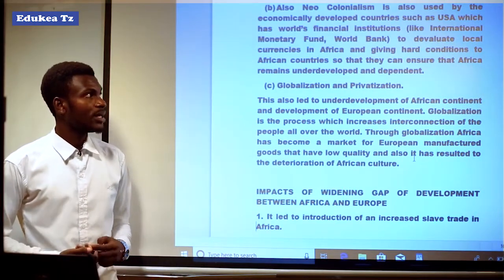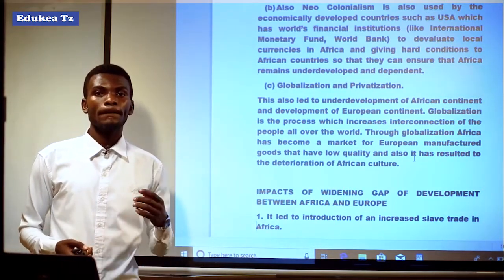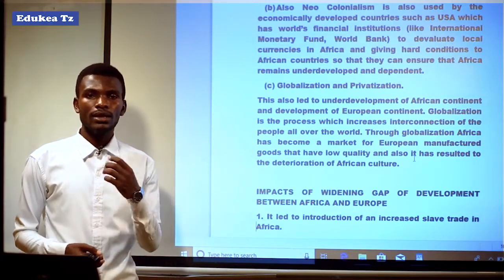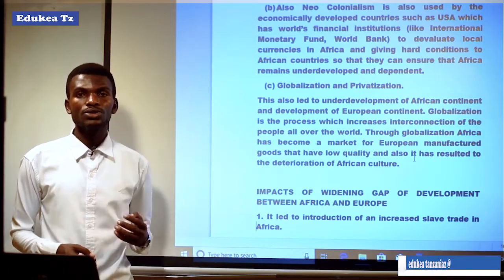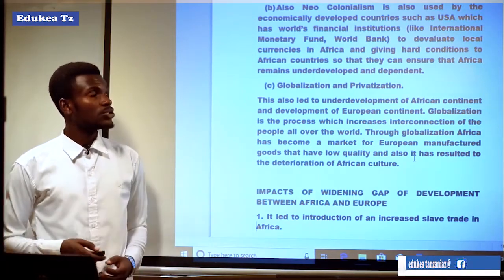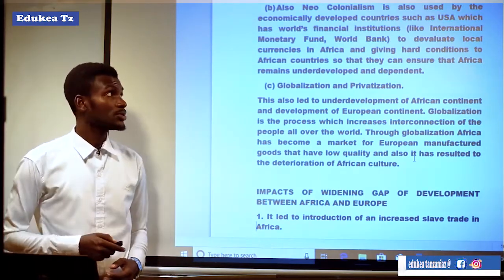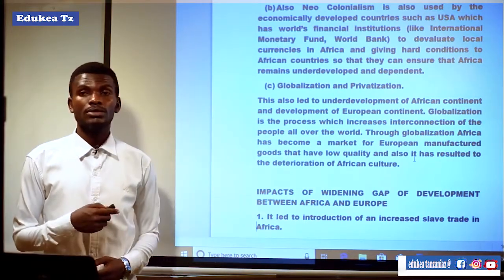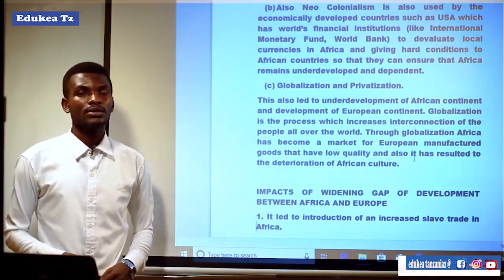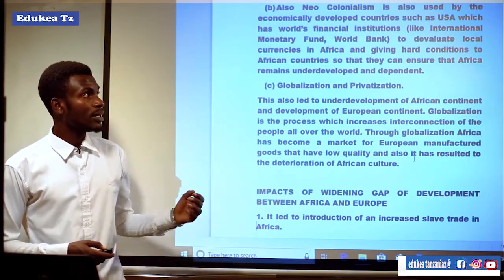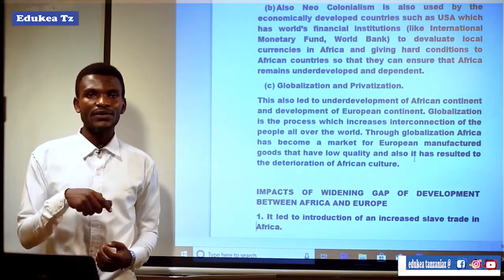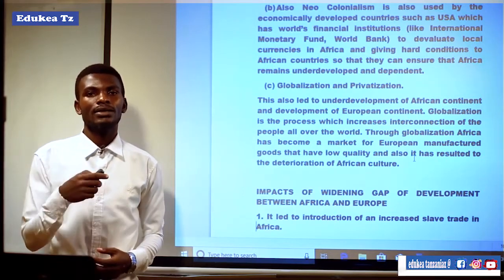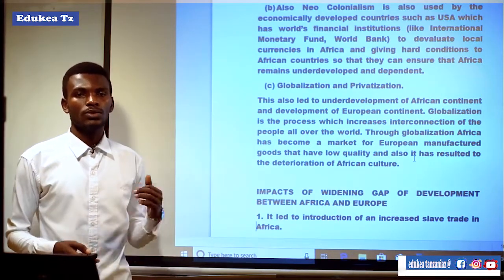So you can see that African countries are provided with added conditions which must be followed in order to get financial assistance from international financial institutions like the World Bank and the International Monetary Fund. And African currencies are being devalued in order to ensure that African nations remain underdeveloped and dependent on them.